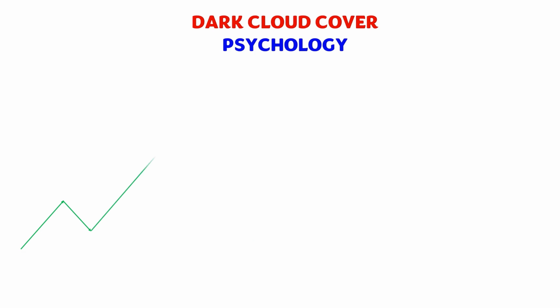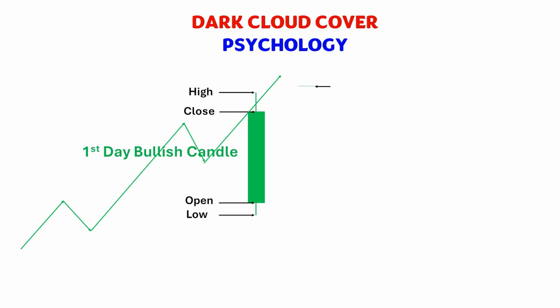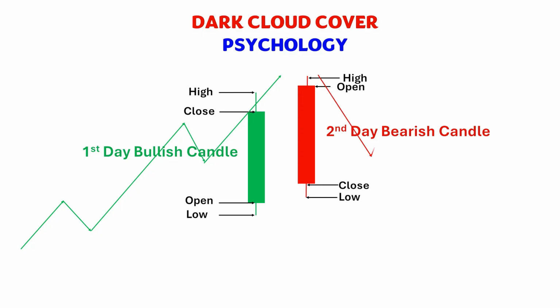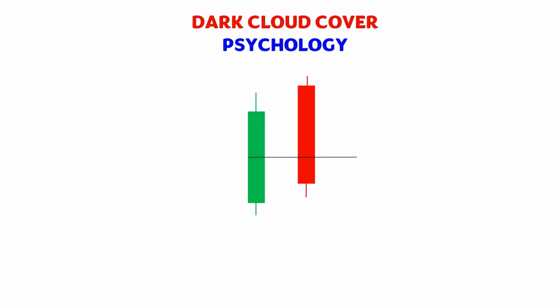Let's understand the psychology. The market opens with confidence, bulls push the price higher. But soon, sellers step in aggressively, dragging the price down. When the candle closes below the midpoint of the previous bullish body, it confirms buyers have lost control. This is where smart money quietly exits their long positions, and the bears prepare to attack.